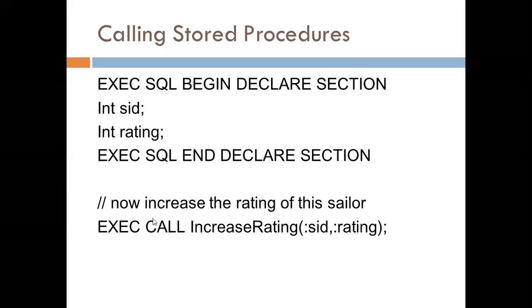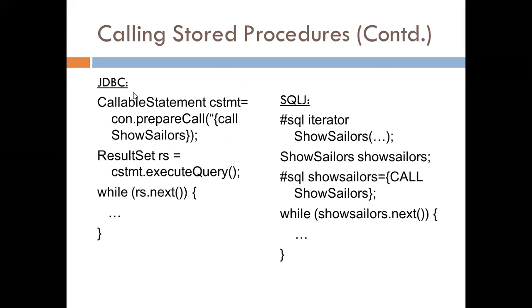Then now increase the rating of this cursor using the call, that is exec call increase rating colon sid colon rating. So this now calls the stored procedure, which means we can call one stored procedure from another stored procedure or from a Java program. So this is when we are embedding in the Java.